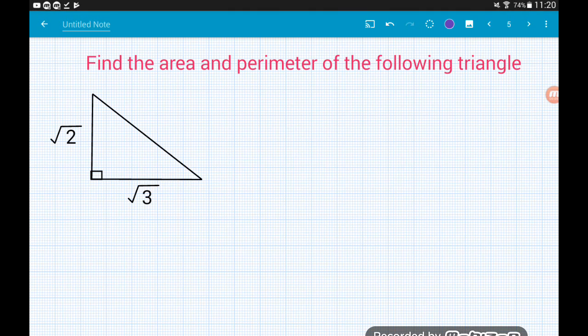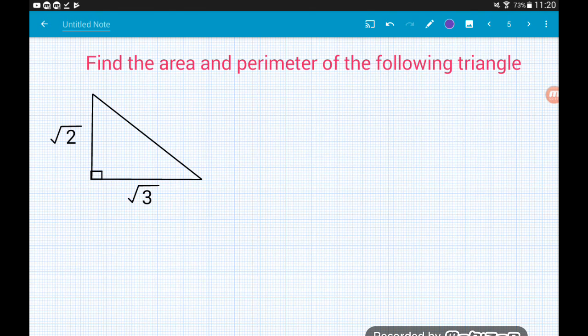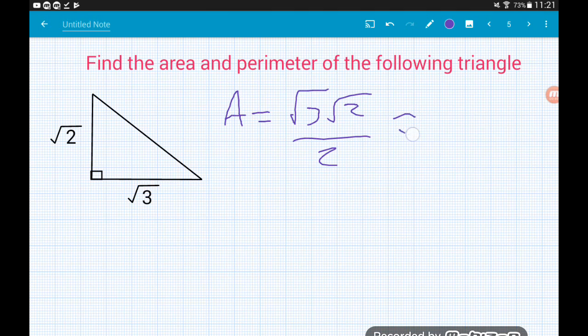This time our mission is to work out the area and the perimeter. So I would say here it's easier to work out the area. So let's do the area first. So area of a triangle is base times height divided by 2. So here we get root 3, root 2, all over 2. And then the only thing that we can do to simplify that is to combine the surds on the top. So root 3, root 2 would give us root 6. So the area of our triangle here is root 6 over 2 square units.